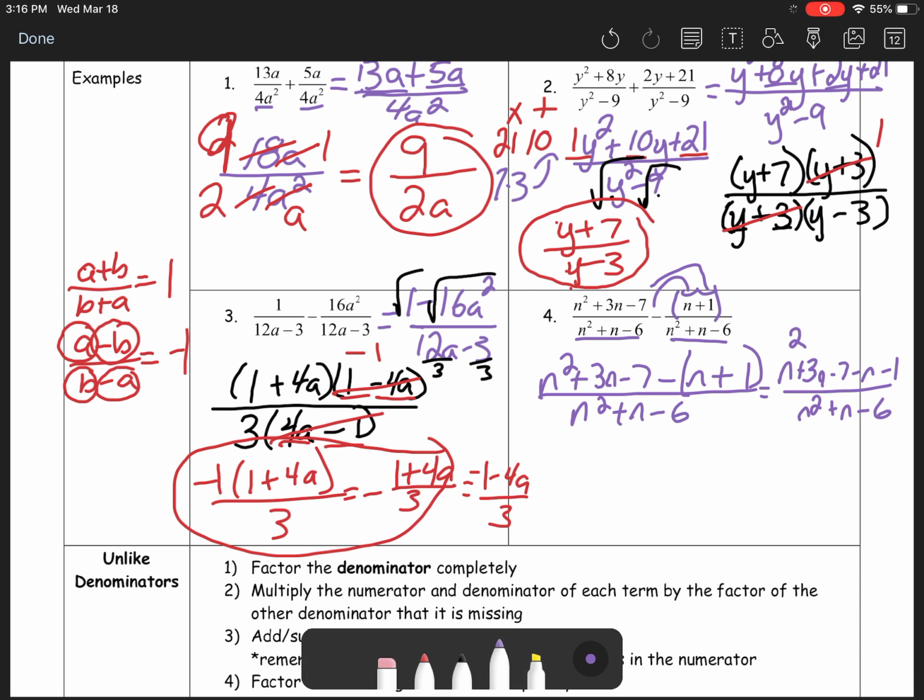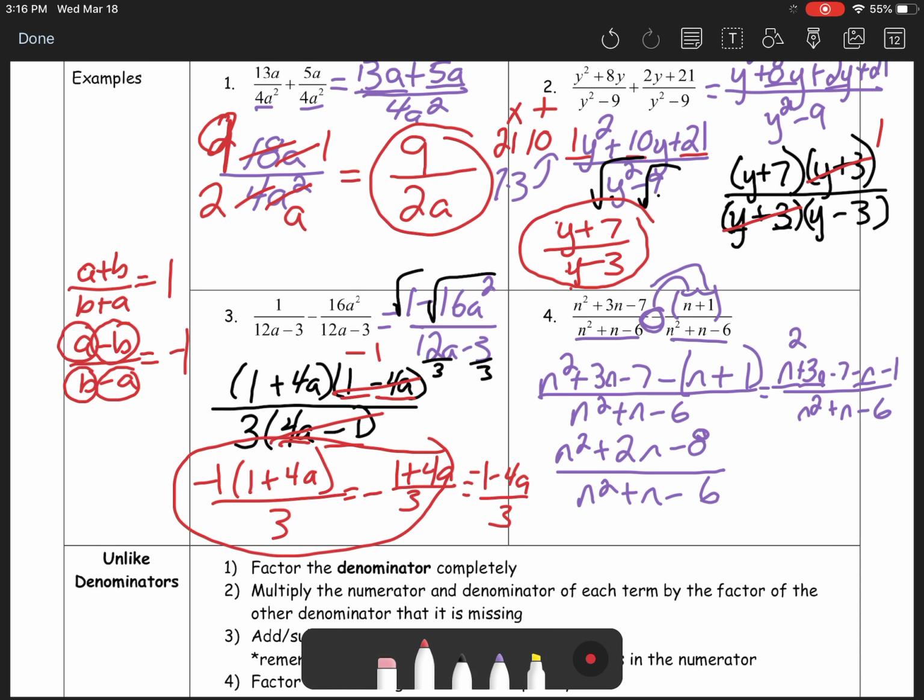Either way, just as long as you remember, if you want to just distribute the negative, you always need to make sure that if this right here is subtraction, you're going to be making everything the opposite. Not necessarily negative, because if it's positive, it will become negative, or if it's negative, it'll become positive. So I do the same thing I've done with the previous problems, which is I combine my like terms. I have n squared I can't do much with. I have 3n minus n, that's going to be plus 2n, and I have negative 7 minus 1, just be really careful with that. That's actually going to be negative 8 over n squared plus n minus 6.